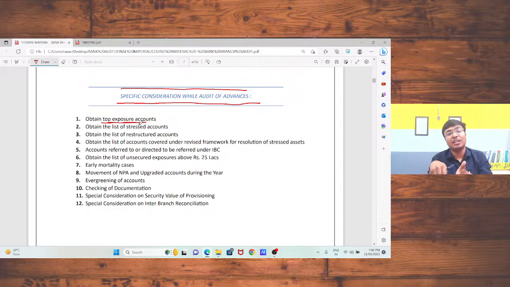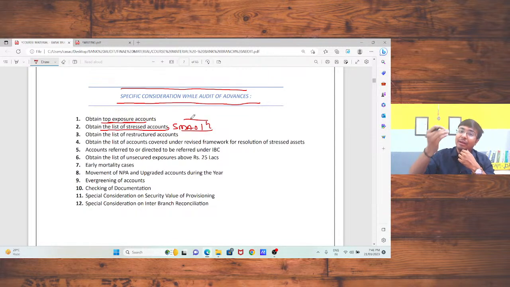When you check the sanctioned amount, you will get the limit showing that this account has the higher amount, that account has the higher amount, or on the basis of priority you should decide how we can check and for which accounts we need to take physical verification of the files. Obtain the list of stressed assets, that is your SMA 0, 1 and 2. You need to take one separate list, and you should reconcile the same with the other list.